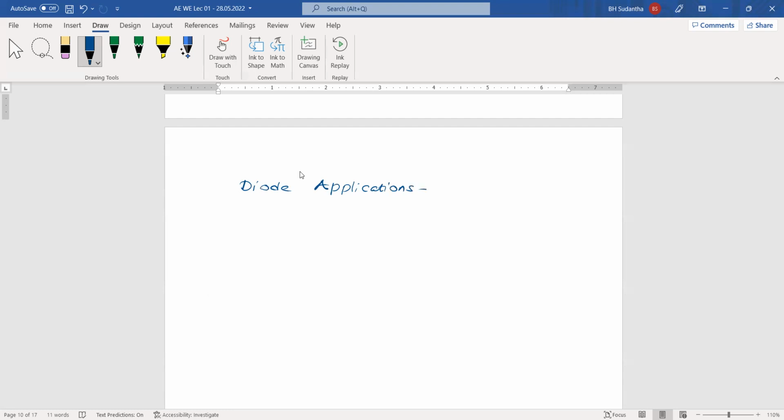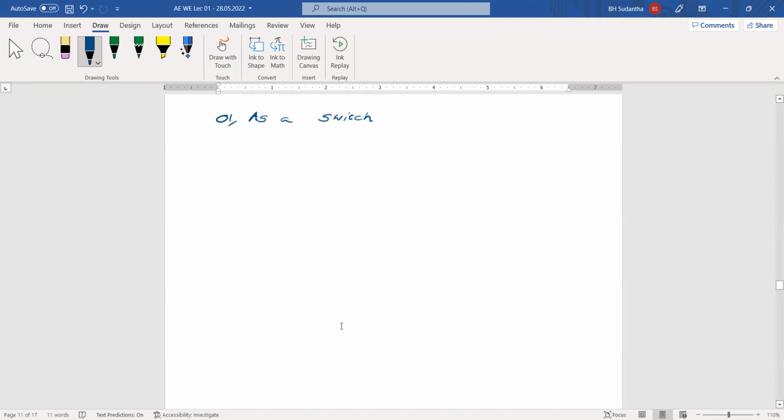Okay, how can we use this diode? The first application is that we can use a diode as a switch. How? A switch means that when the switch is open, no current is going through it. If the switch is closed, current can go through the device. Same thing we can apply here.